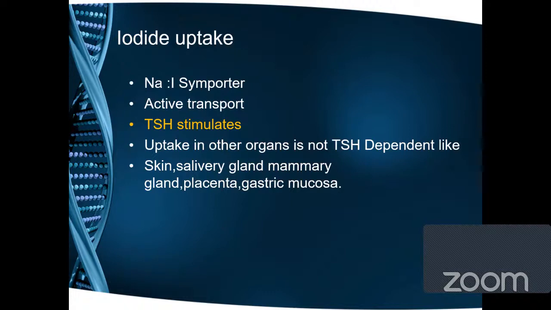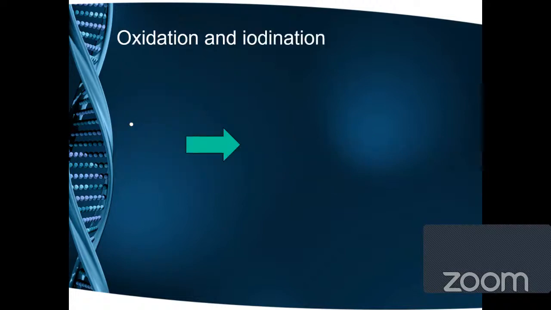So, iodide uptake is dependent upon the TSH levels, mainly for the thyroid gland. For other organs, it is not TSH dependent. So, there are other organs also like skin, salivary gland, mammary gland, where there is iodide uptake. Okay. Now, next is oxidation and iodination.